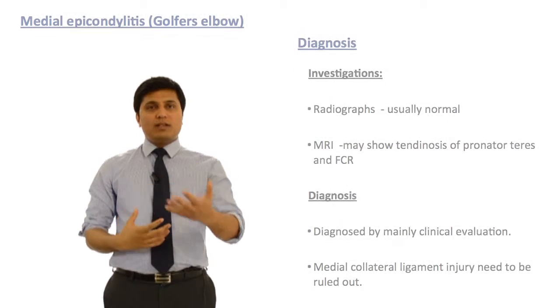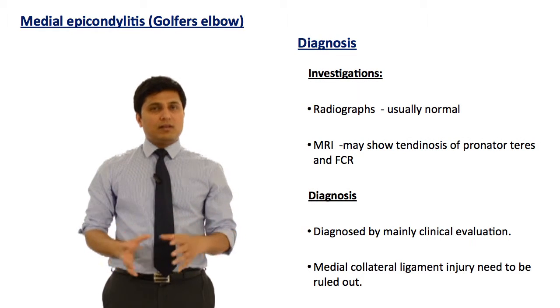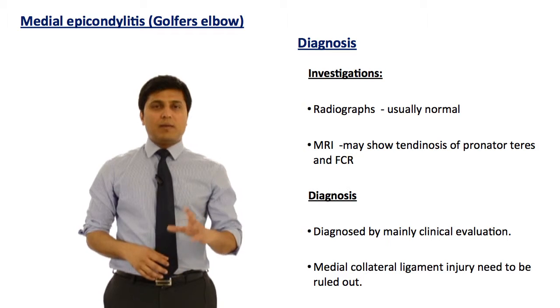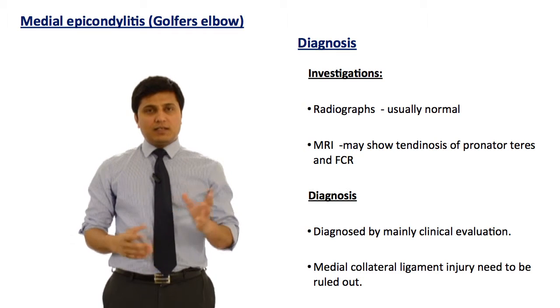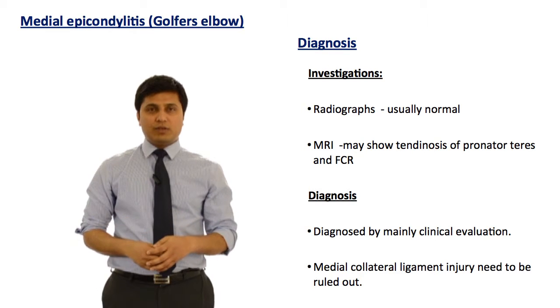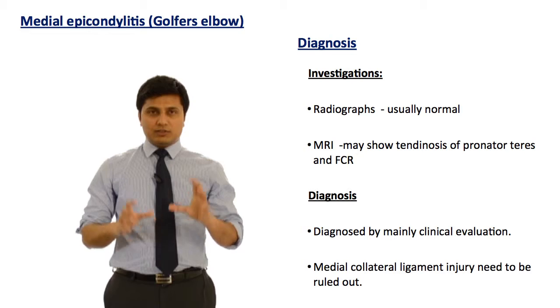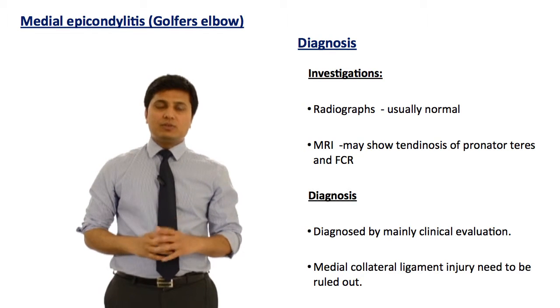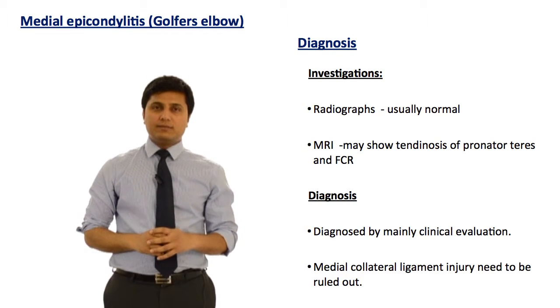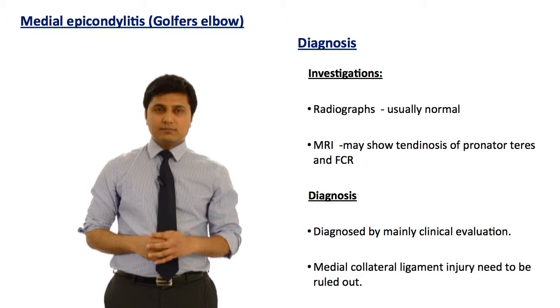So, what are the investigations helpful in golfer's elbow? X-rays are usually normal. MRI scan may show inflammation and tendinosis at the origin of the flexor pronator mass, but is not generally performed. So diagnosis is mainly based on the clinical evaluation only, based on the history and clinical examination findings.